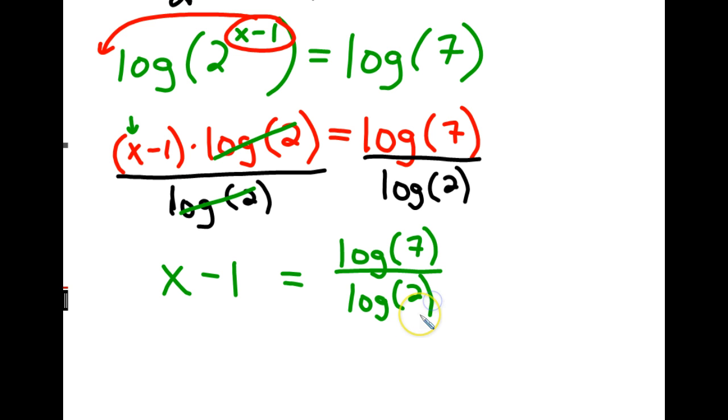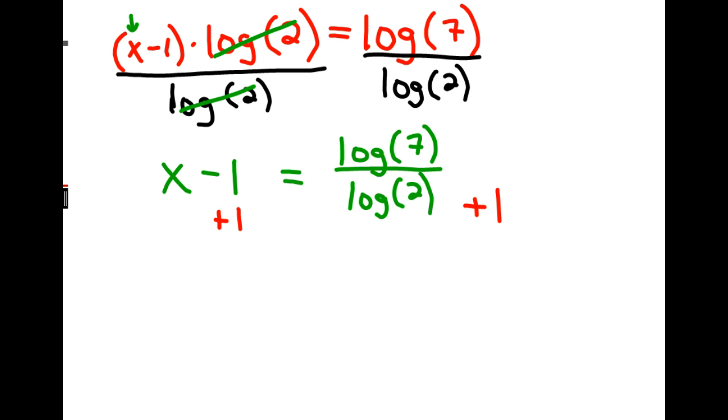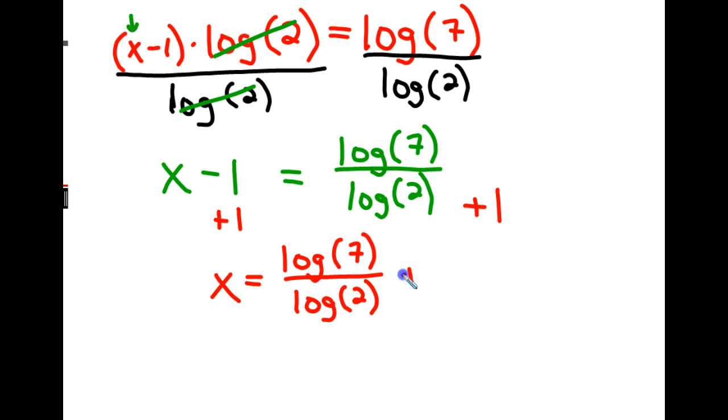Now this wasn't the only way to get rid of the parentheses. We could have distributed the logarithm into the parentheses, but it gets even more messy if you do it that way. But whatever way you're comfortable with would be fine. It'll look different depending on how you do it, but we'll get the same answer either way. So now to get x by itself, we'll just add 1 to both sides. And so I get x equals log base 10 of 7 over log base 10 of 2 plus 1.